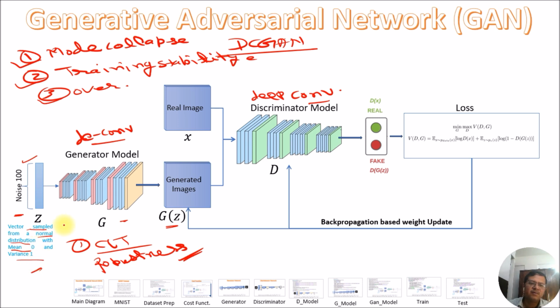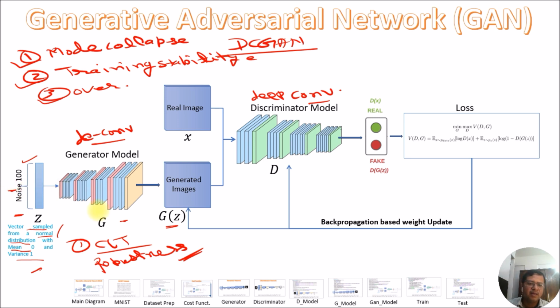Now the other question will be, other than normal distributions, can we use any other type of distributions? Yes, we can. We can use uniform distributions, we can use Laplacian, we can use logistic type of inputs. So it is based on the requirement. So this is the noise data.